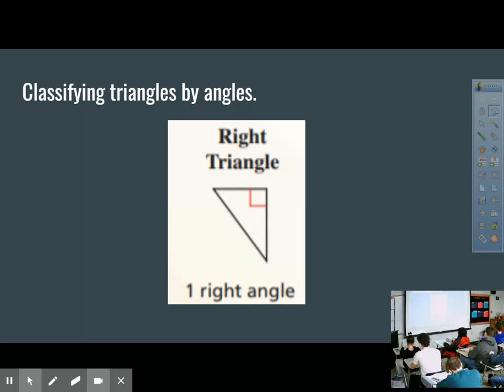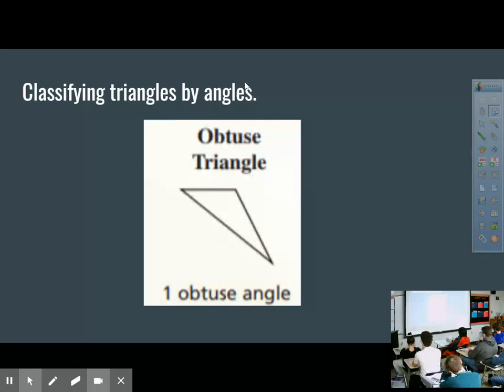The third one, the one on the bottom left. So you need to label that as right. Alright, the third one, the one on the bottom left, is right.